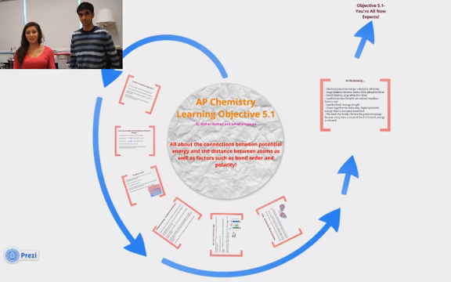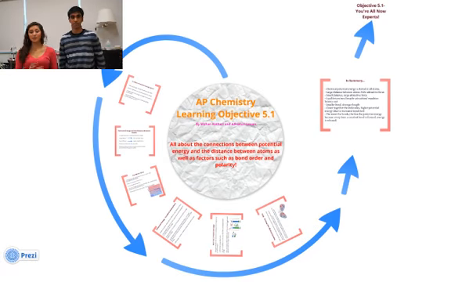Today we're going to talk about next year's AP Chemistry Learning Objective 5.1. What this entails is learning about the connections between potential energy and the distance between atoms, as well as the bond order and the polarity.